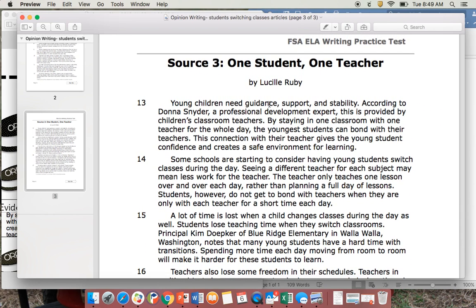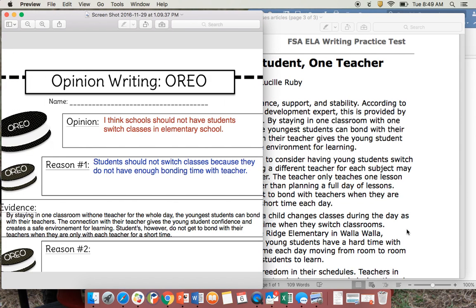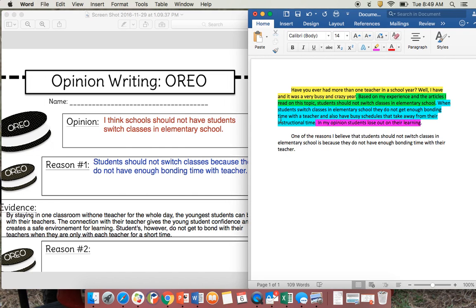We got our quotes from source 3. We took some sentences out of the first two paragraphs of this. Our article is titled One Student, One Teacher by Lucille Ruby. So what I'm going to do is cite this article. I'm going to say, according to Lucille Ruby, and I'm going to put a comma.